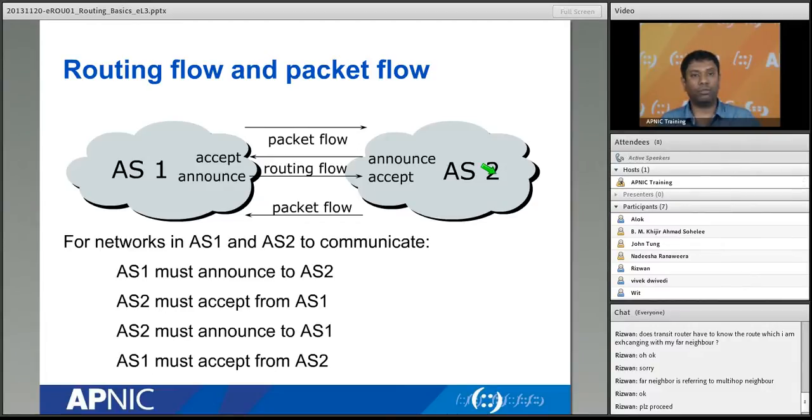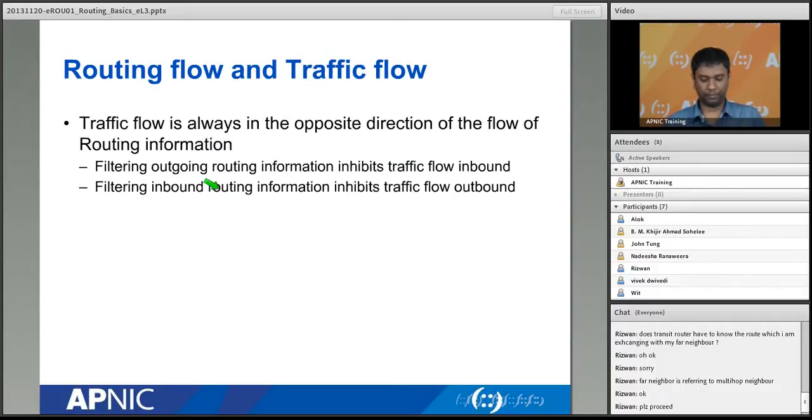So in the internet, since it's two-way, both networks are in both AS routers. When that match is there, the traffic can come in. When the routing advertisement has gone in this way and the other way, the traffic can come in exactly the opposite direction. That's what we call routing flow and packet flow.